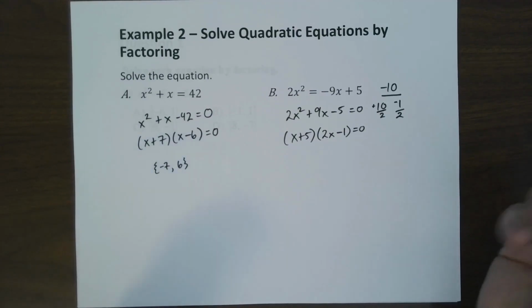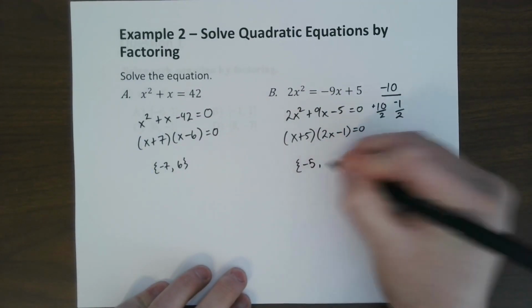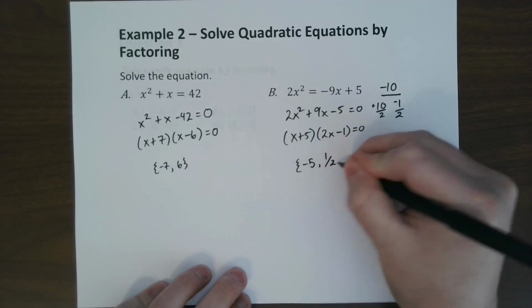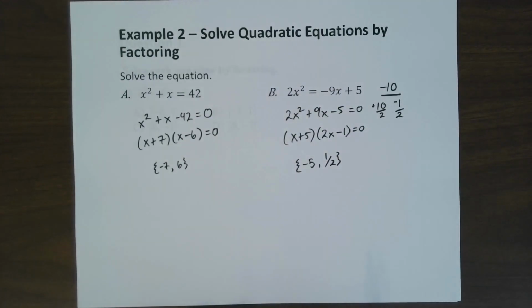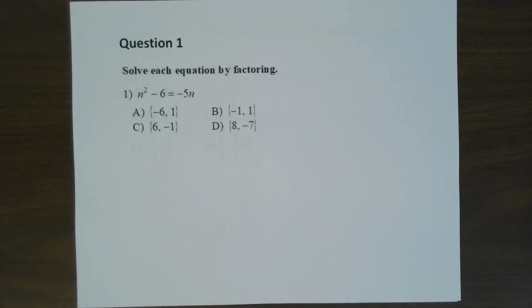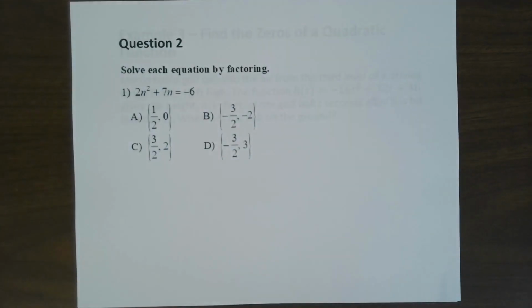Now from here, we just do the opposite. Opposite of positive 5 is negative 5. The opposite of positive 1 is 1. And just put 2 underneath. And that's it. All right, go ahead and try question 1. Go ahead and try question 2.